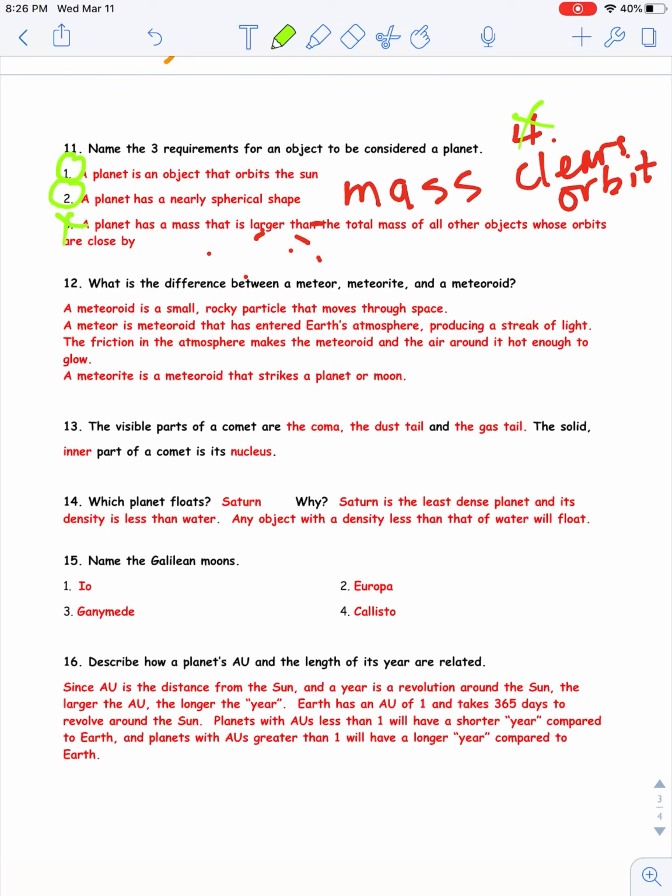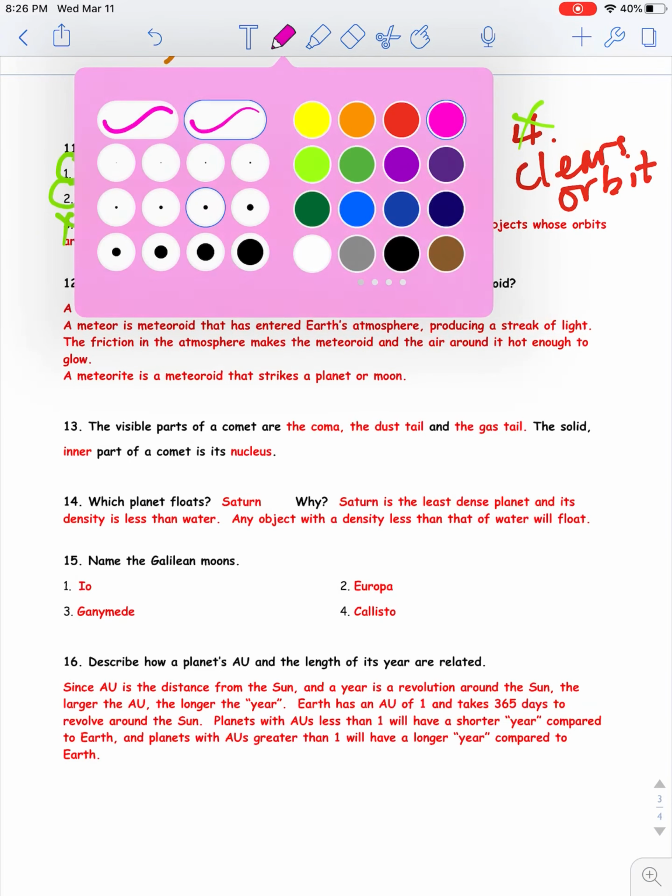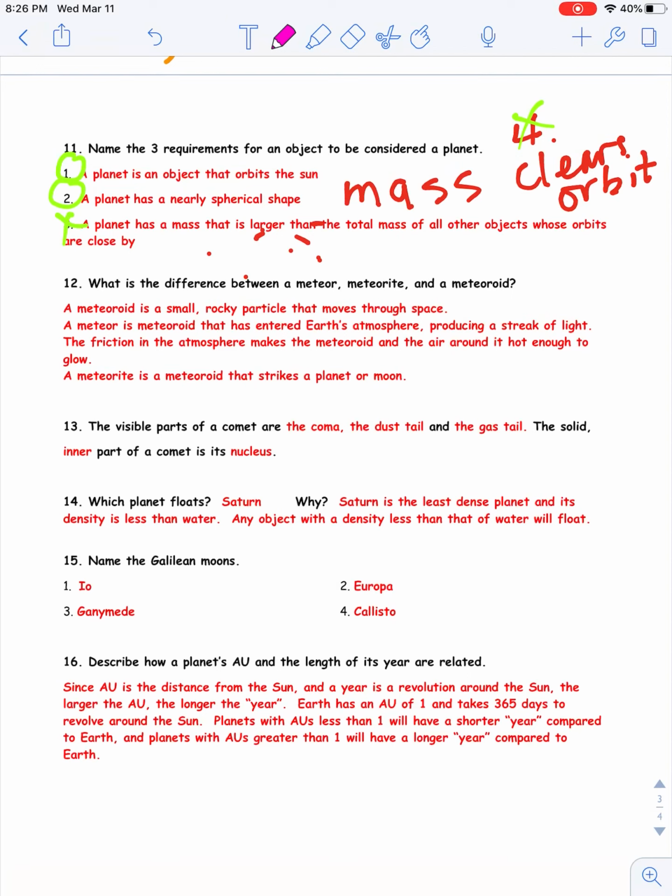What is the difference between a meteor, meteorite, and a meteoroid? Well, the bottom line with this one is that it has everything to do with where it is. If it is just out in space, just moving through space, then it's going to be a meteoroid. It's just out there doing its own thing, moving through the asteroid belt, perhaps.